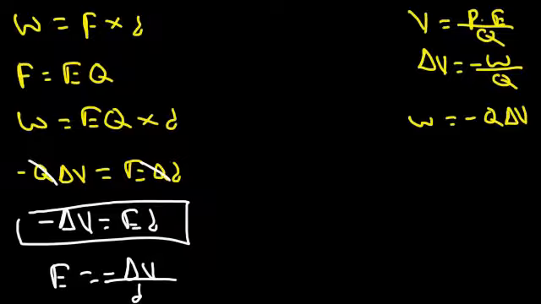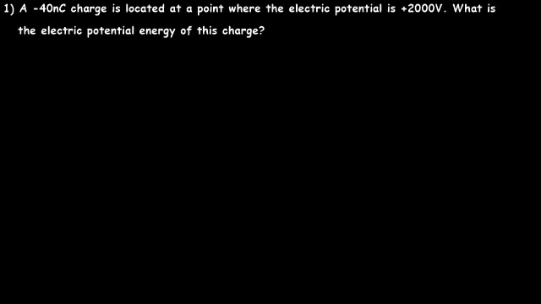So now let's consider some examples in order to make use of these formulas effectively. Example number 1. A negative 40 nanocoulomb charge is located at a point where the electric potential is 2000 volts. What is the electric potential energy of this charge? Feel free to pause the video and figure this out if you want to.